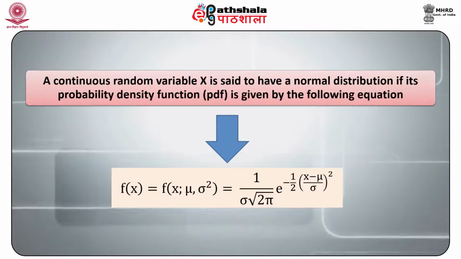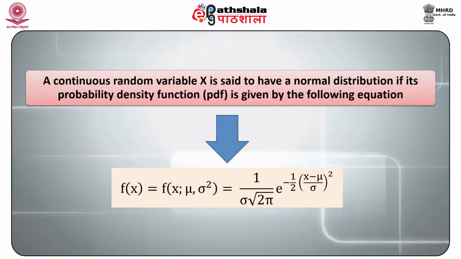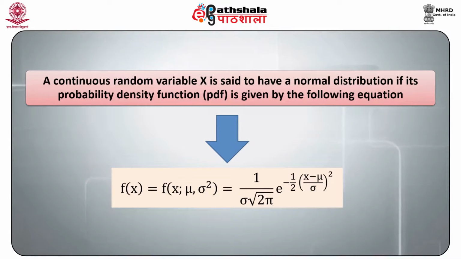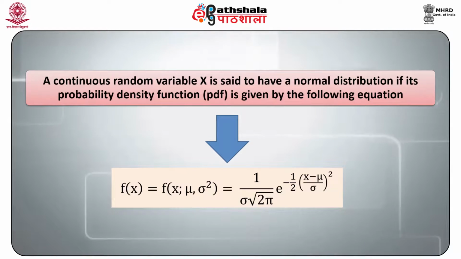A continuous random variable x is said to have a normal distribution if its probability density function is given by the following equation. f(x) is equal to f(x; mu, sigma squared), which is equal to 1 upon sigma into square root of 2 pi into e raised to power minus 1 upon 2 into (x minus mu upon sigma) whole squared, where minus infinity is less than mu is less than infinity and sigma is greater than 0, minus infinity is less than x is less than infinity, and e and pi are two constants.